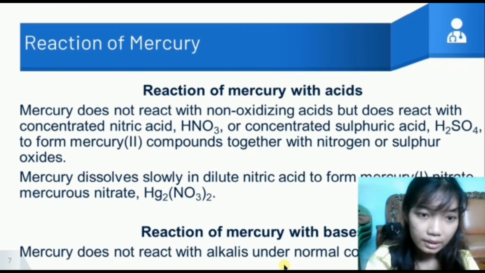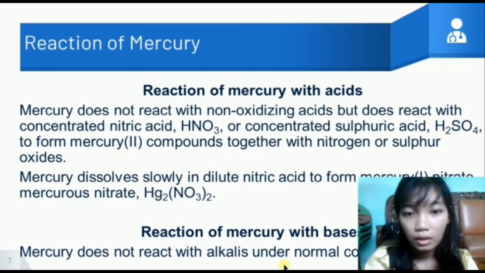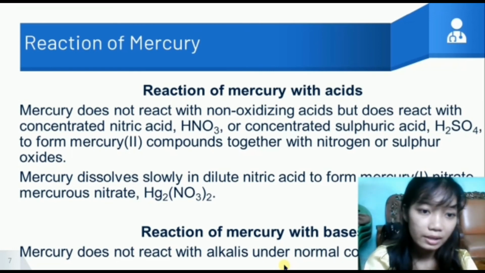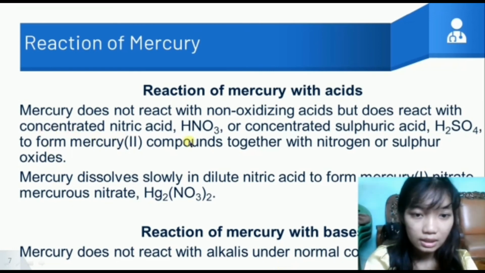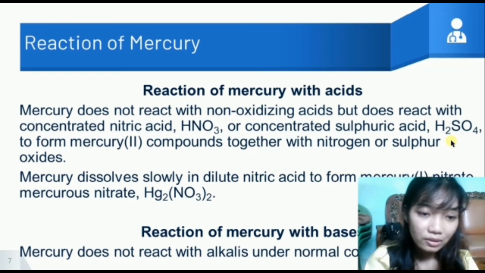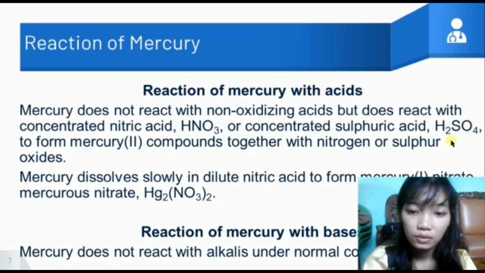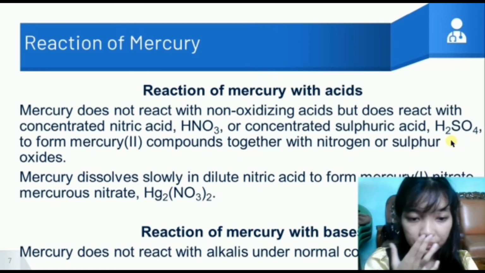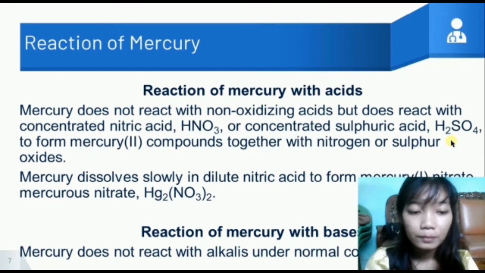Reaction of mercury with acid. Mercury doesn't react with non-oxidizing acid, but does react with concentrated nitric acid, HNO3, or concentrated sulfuric acid, H2SO4, to form mercury II compounds together with nitrogen or sulfur oxide. Mercury dissolves slowly in dilute nitric acid to form mercury I nitrate, mercurous nitrate, Hg2(NO3)2. Reaction of mercury with the bases. Mercury doesn't react with alkalis under normal conditions.